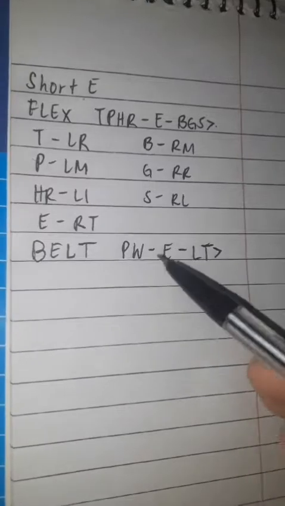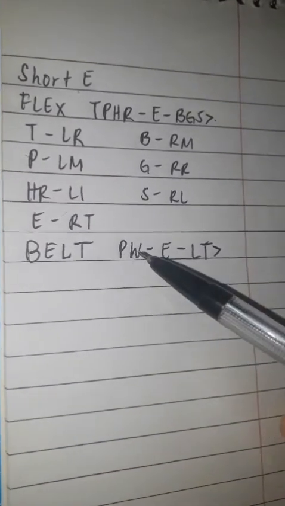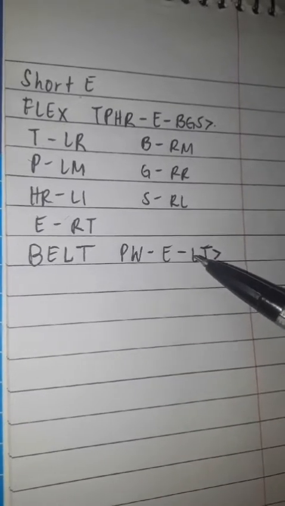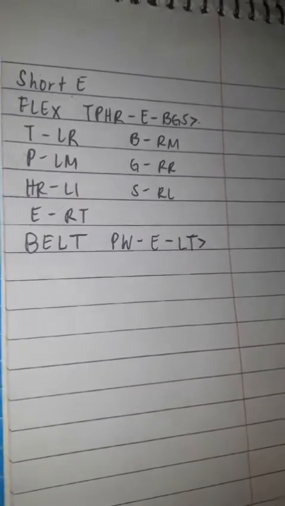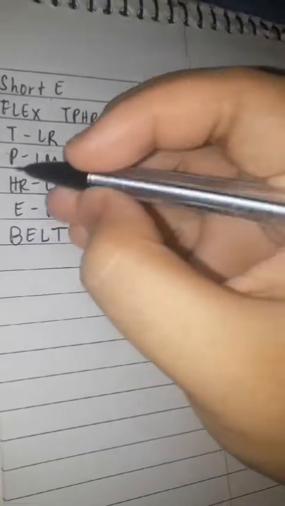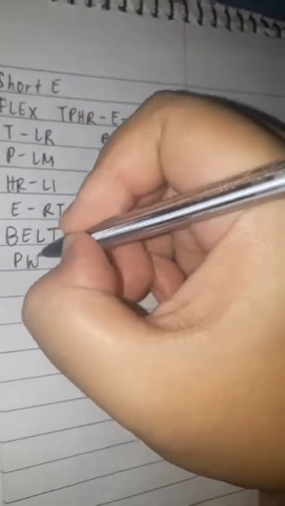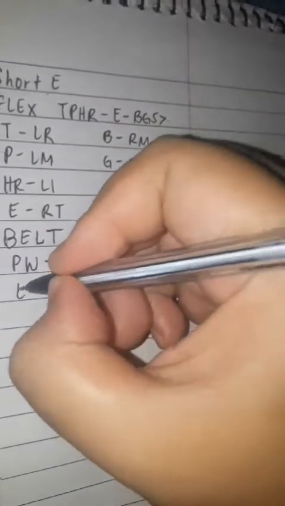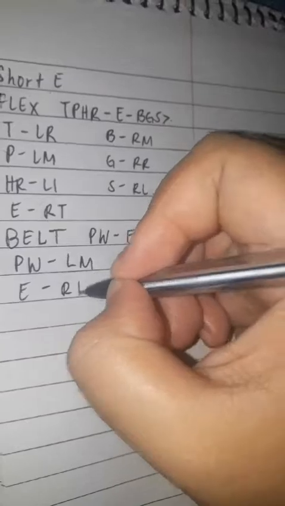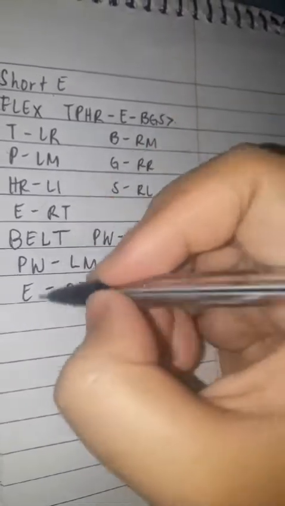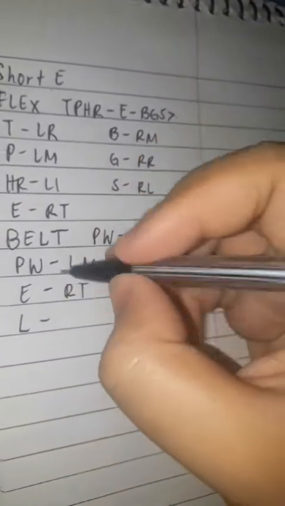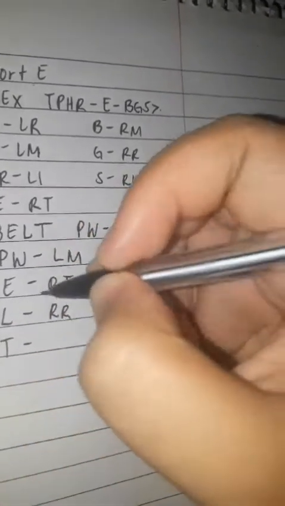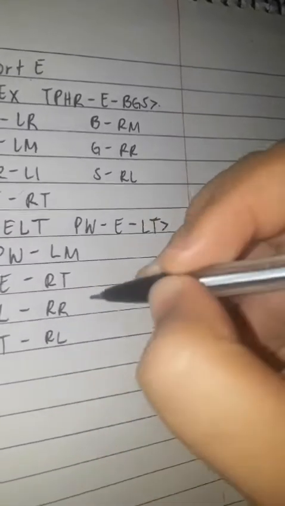Another example for short vowel E, we have belt. So, ang codes para dito, we have initials PW for B, vowel E, and then ending letters LT, then release. So, ang assigned fingers naman, for PW, we have left middle. For vowel E, we have right thumb. L, we have right ring. And ending T, we have right little.